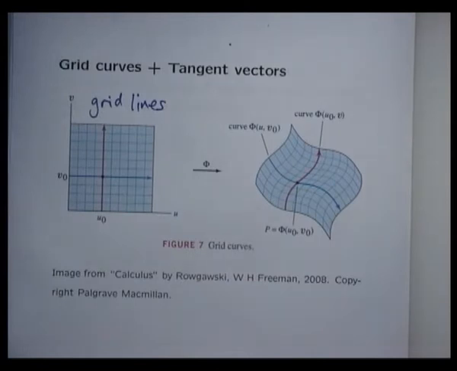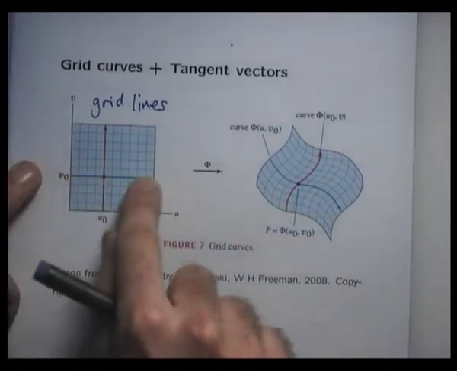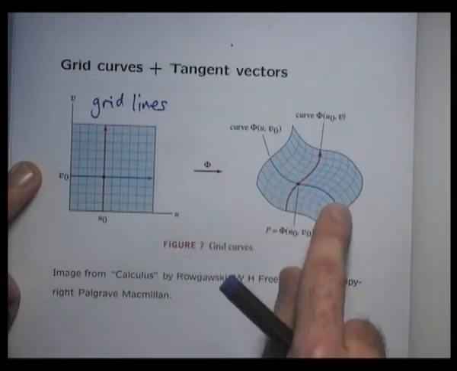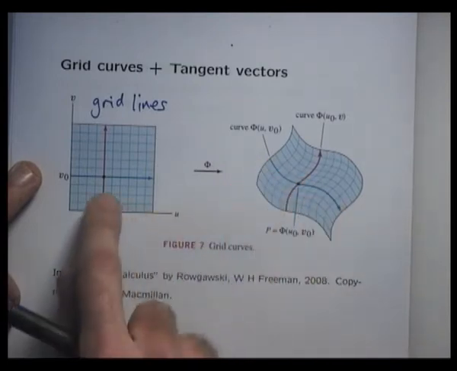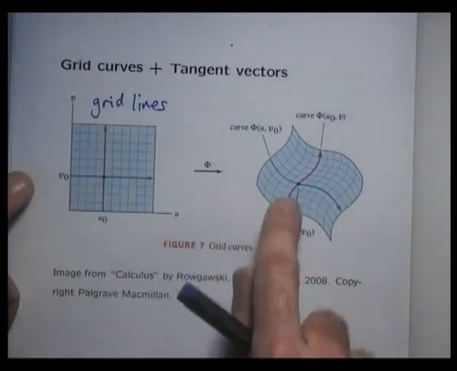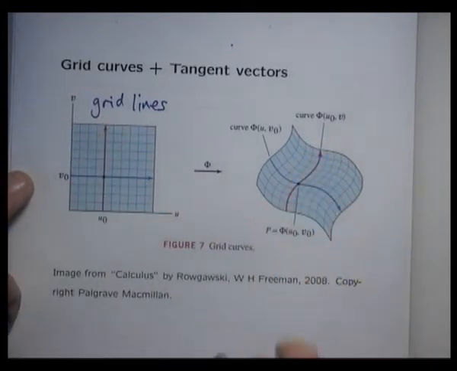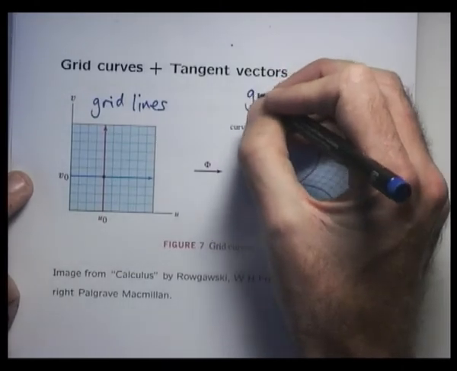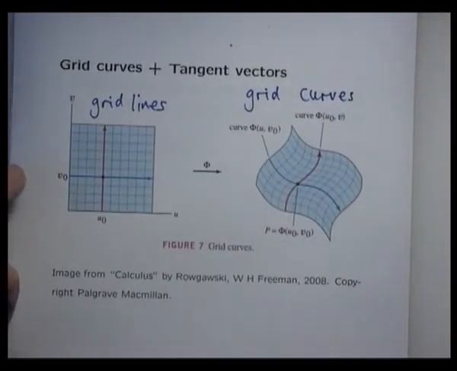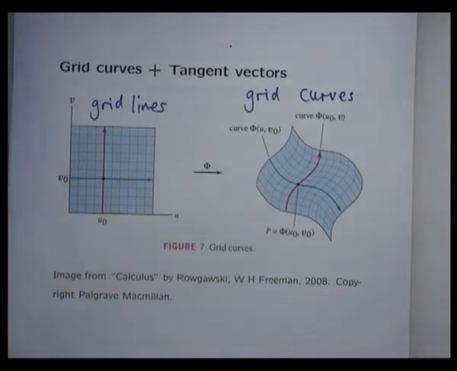Now, you can see this line here, under this parameterization, gets mapped to this line here. So the straight line gets mapped to a curvy line in this picture. This pink line, the same. Now, the lines that are mapped to by our parameterization are called grid curves.